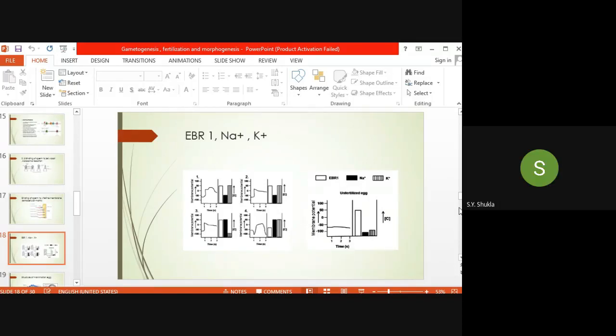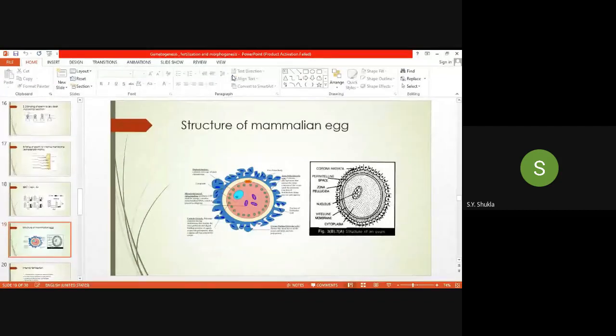Okay. This is the question regarding external fertilization, and it is a very common question; it can be asked in every exam. The option can change and the question pattern can change, but these graphs are the common ones. Remember that, all of you. This is the structure of the mammalian egg.